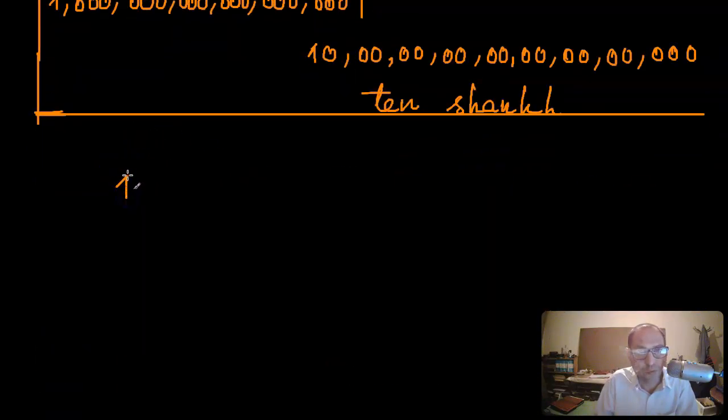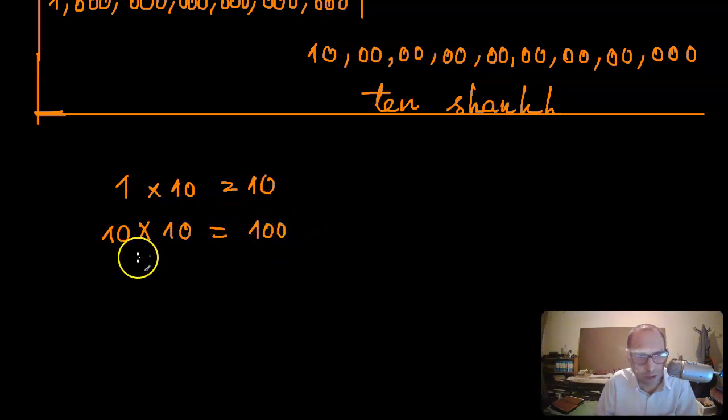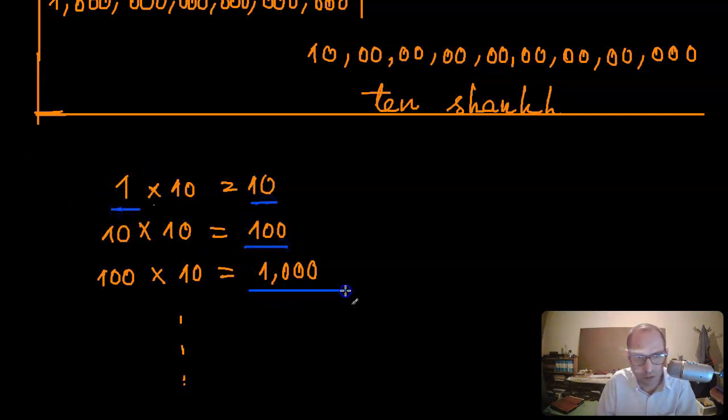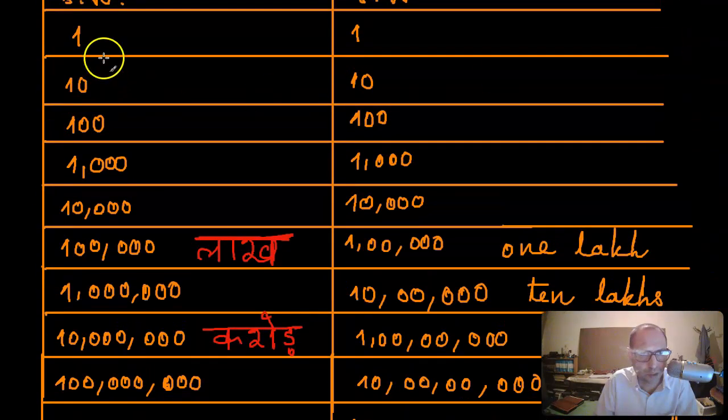The way you can get to these numbers is, if you start with a 1, which is the smallest 1-digit number, and multiply it by 10, you'll get to 10, which is the smallest 2-digit number. If you multiply 10 by 10, you'll get to 100, the smallest 3-digit number. The 100 multiplied by 10 gives 1,000, the smallest 4-digit number, and so on. So you have 1, 10, 100, 1,000, which are the numbers that we have over here.